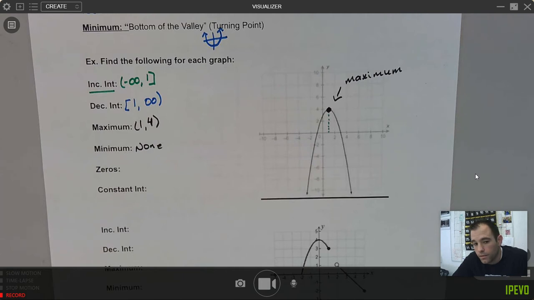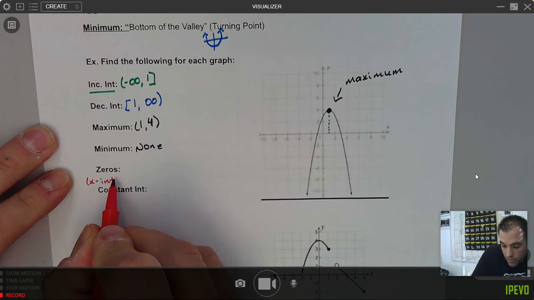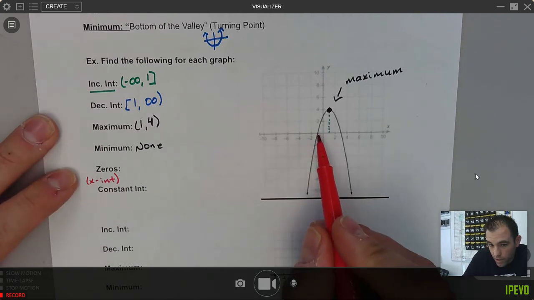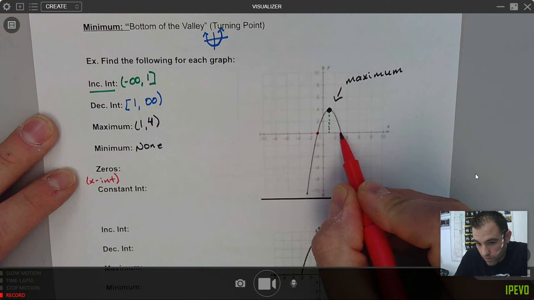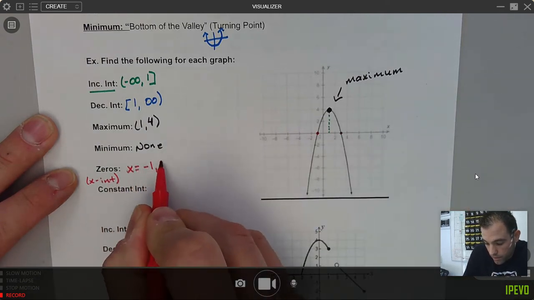Okay. The next one is zeros. Another way to think of zeros is just the x-intercepts. You might also hear roots, solutions, zeros, x-intercepts. They are all the same thing. So again, we just look at the graph. It crosses at -1 and 3. So wherever it crosses, x equals -1 and 3.